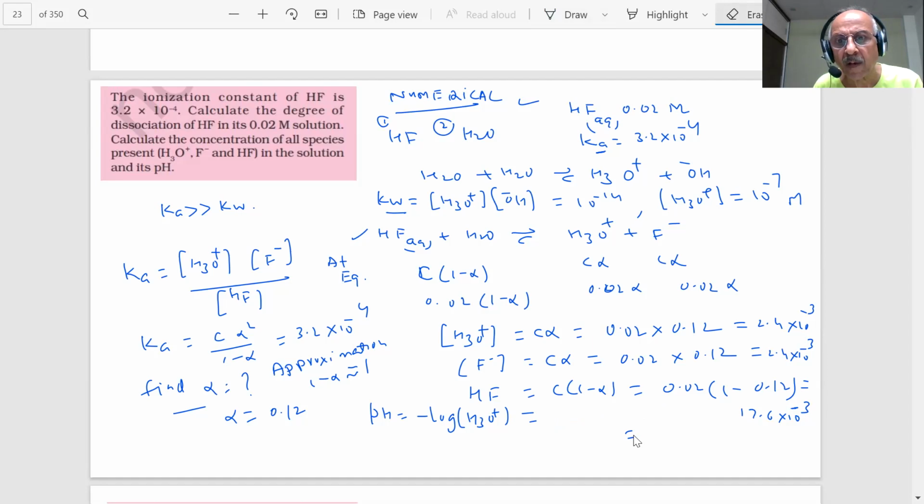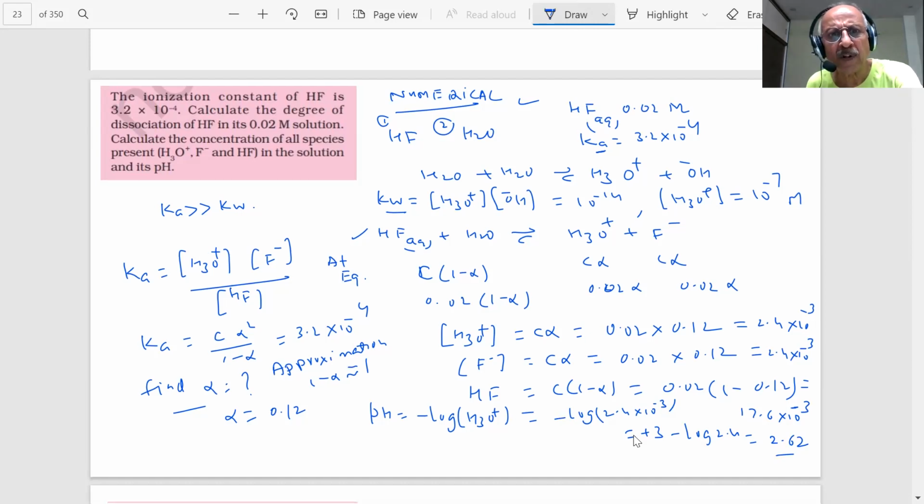Minus log of 2.4 into 10 minus 3. So plus 3 minus log of 2.4. How much is that coming? Whatever answer comes now, we can calculate the answer. So it will be less than 3. It is 2.62, the pH.